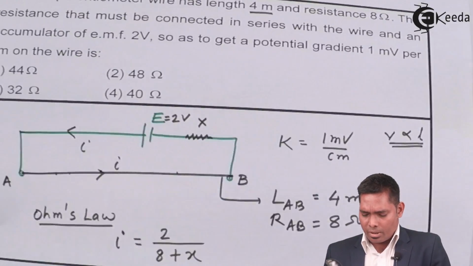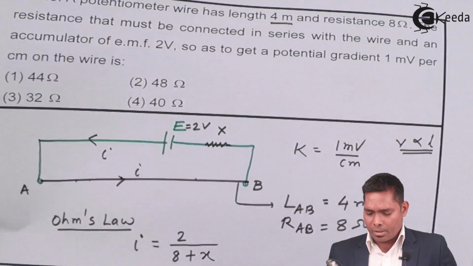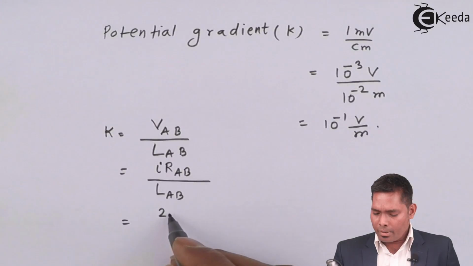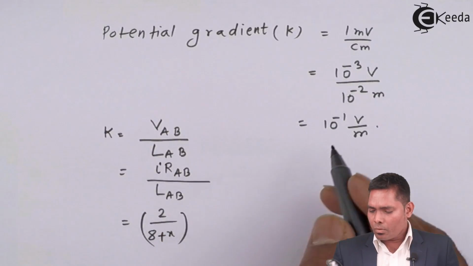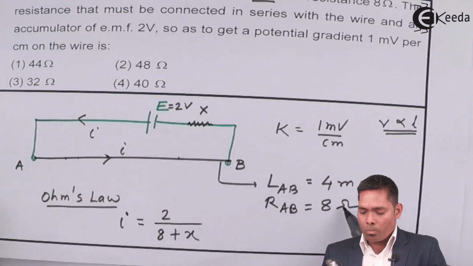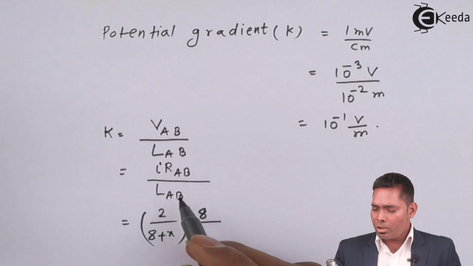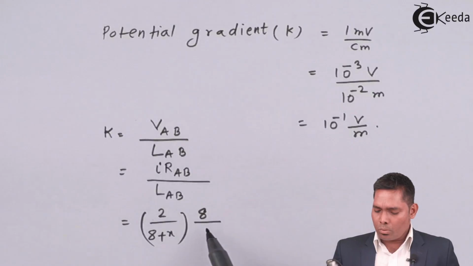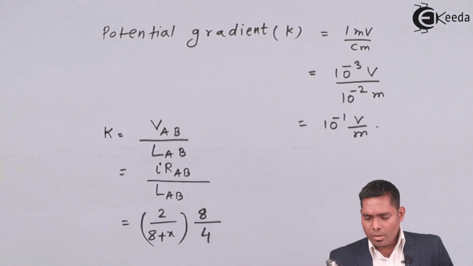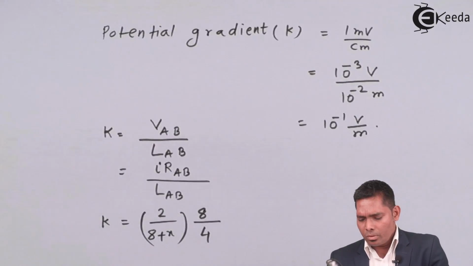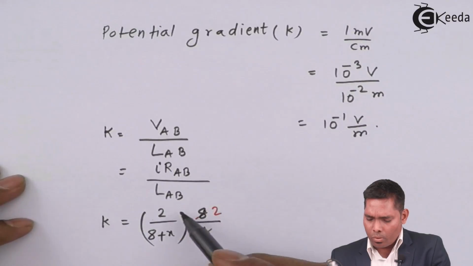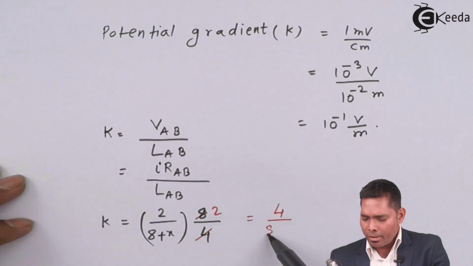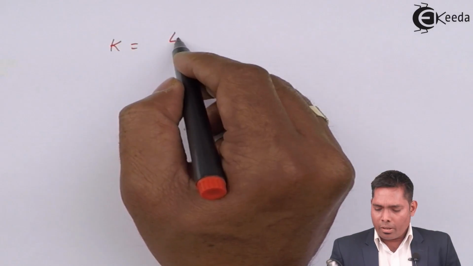What is the current? The current is 2 divided by 8 plus X, into resistance, which is given as 8 ohm. So I multiply 8, divided by the length of the potentiometer wire, which is equal to 4. So K is this one. I can also cancel 4 into the 8 here, so it is 4 divided by 8 plus X. So from here I write K is equal to 4 divided by 8 plus X.